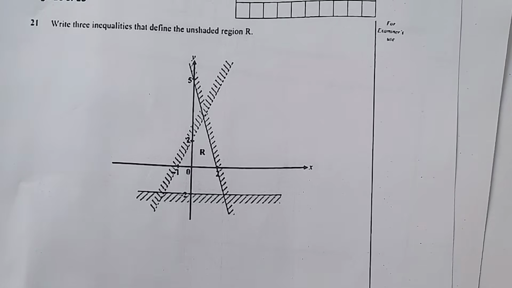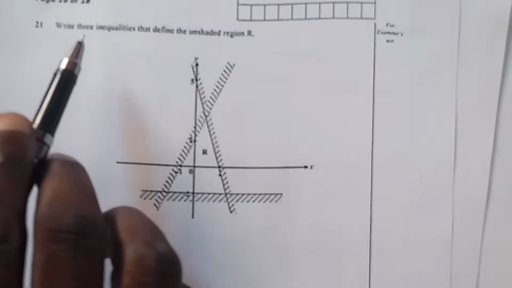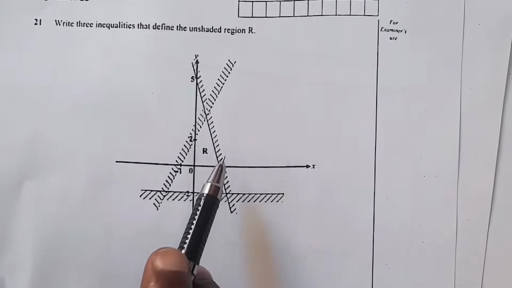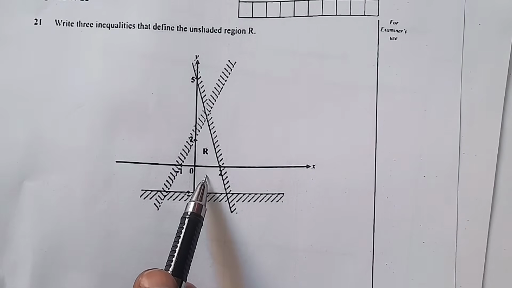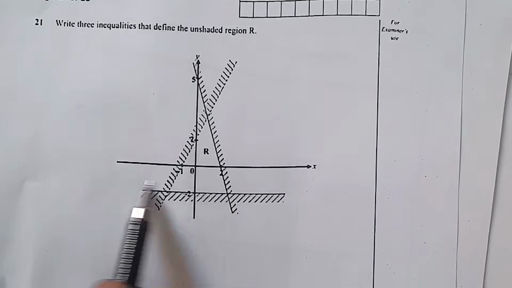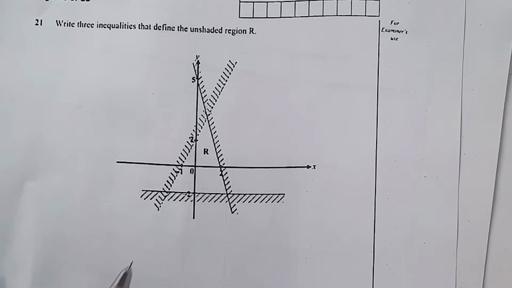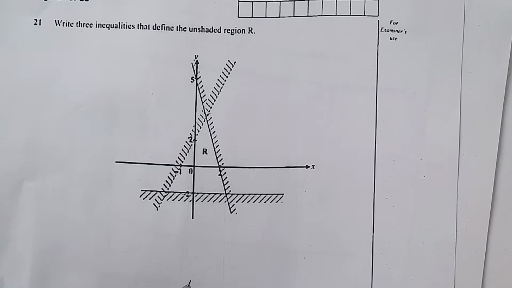Now, we are asked to write 3 inequalities that define this unshaded region. Always start with inequalities that are vertical or horizontal. And here we only have one.